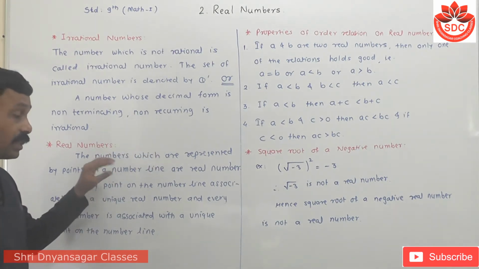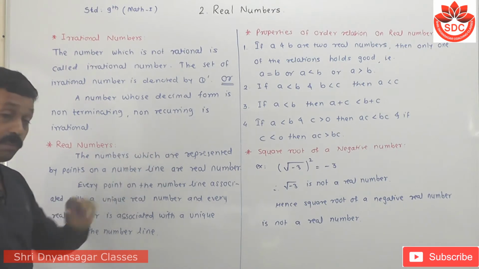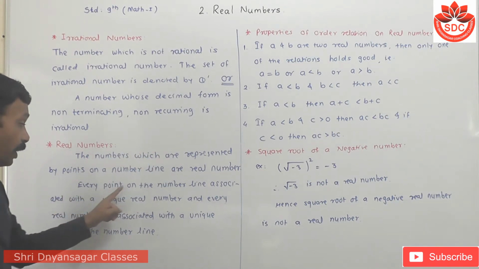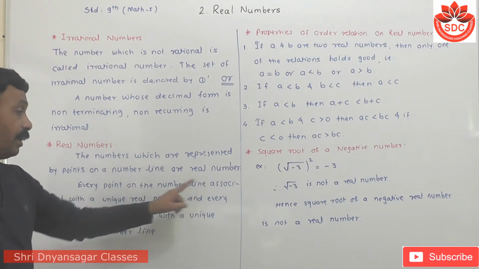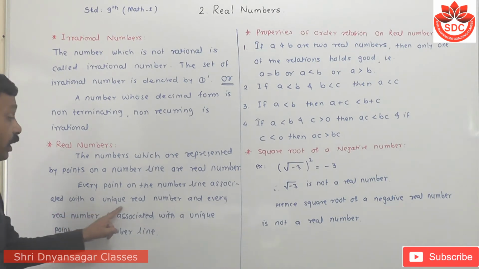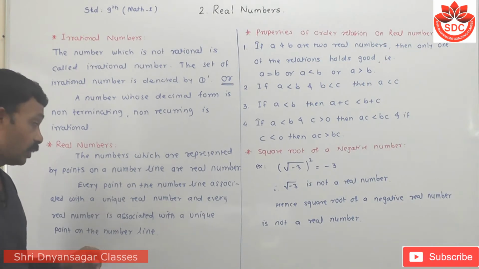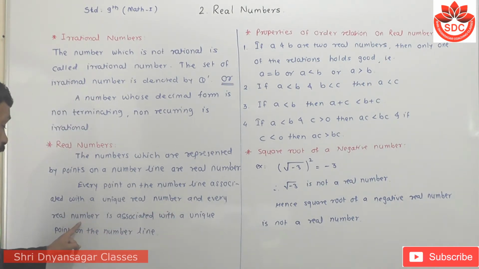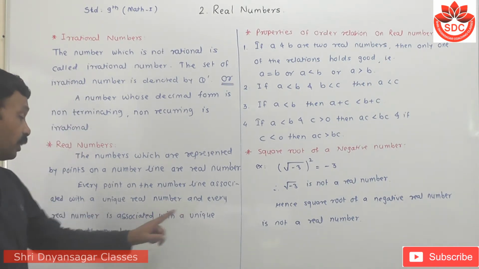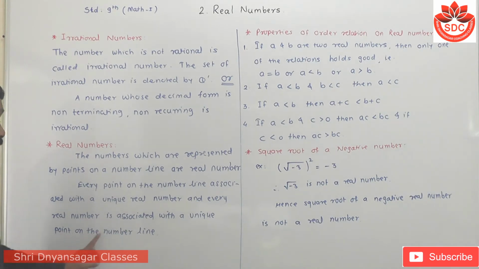Means that these points, rational and irrational numbers, you have to show on this number line. Then every point on the number line is associated with a unique real number, and every real number is associated with a unique point on the number line. It is called the real numbers.